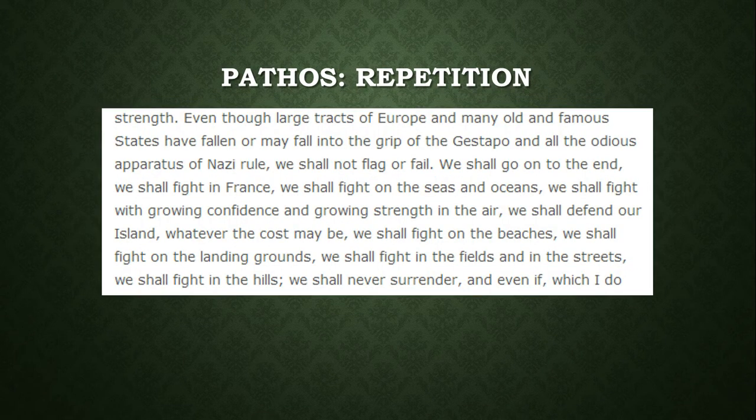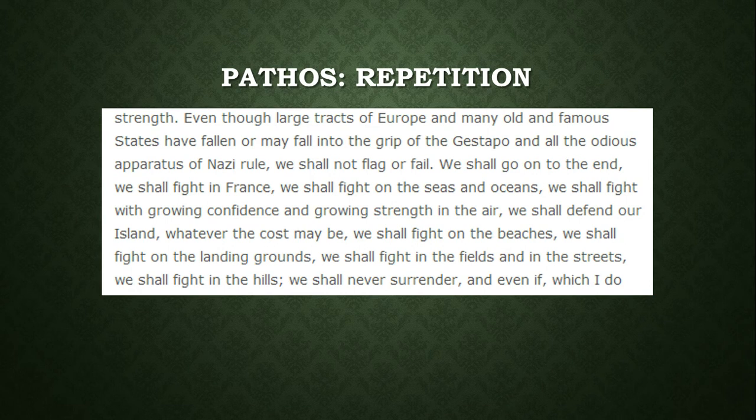Okay, moving on. Repetition. I don't know many speeches. I actually don't know any good, well-regarded speech which doesn't use repetition. Repetition seems to be one of those key features of speeches.